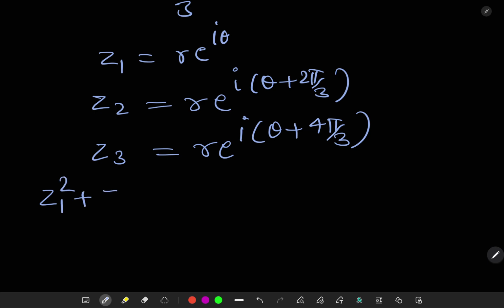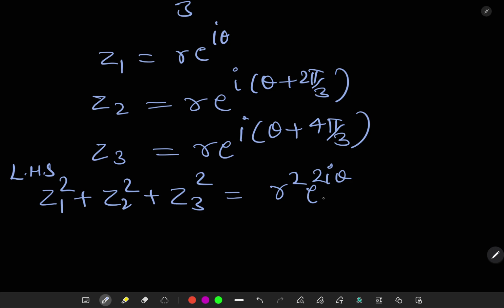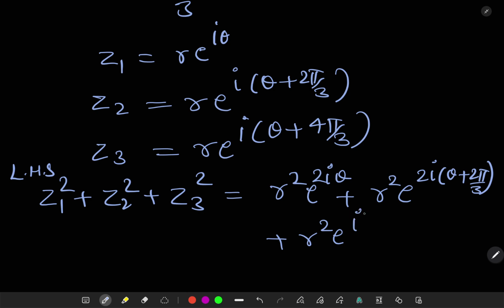Now finding the value of LHS, we get here r square e raised to power 2 iota theta plus r square e raised to power 2 iota theta plus 2 pi by 3 plus r square e raised to power 2 iota theta plus 4 pi by 3.